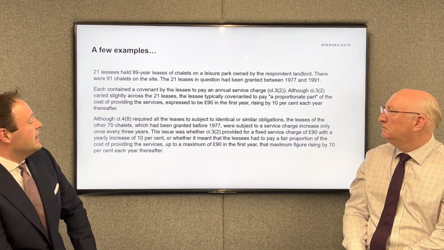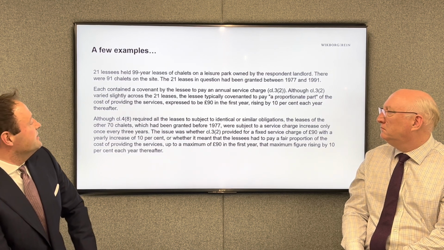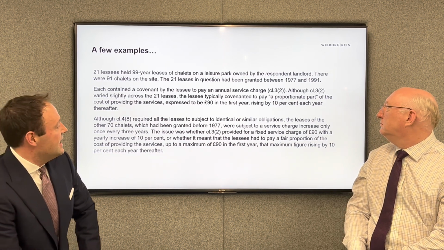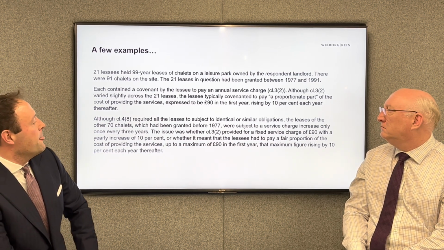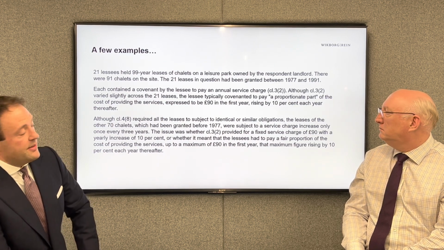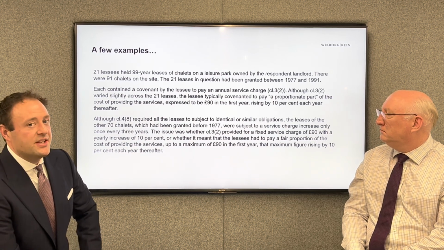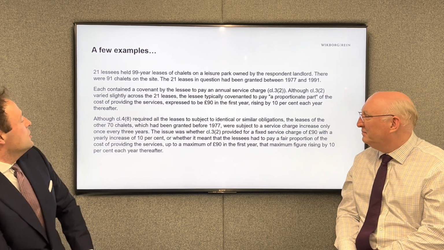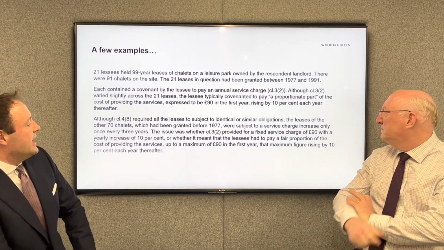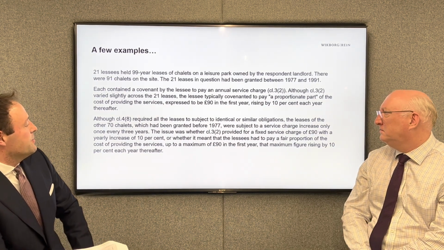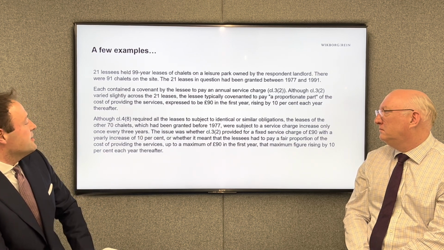Each contains a covenant by the lessee to pay an annual service charge under clause 3.2. Although clause 3.2 varied slightly across the 21 leases, the lessee typically covenanted to pay a proportionate part of the cost of providing the services, expressed to be £90 in the first year, and then rising by 10% each year thereafter. 10% each year for 99 years. Although clause 4.8 required all the leases to be subject to identical or similar obligations, the leases of the other 70 chalets, which had been granted before 1977, were subject to a service charge increase of only once every 3 years.